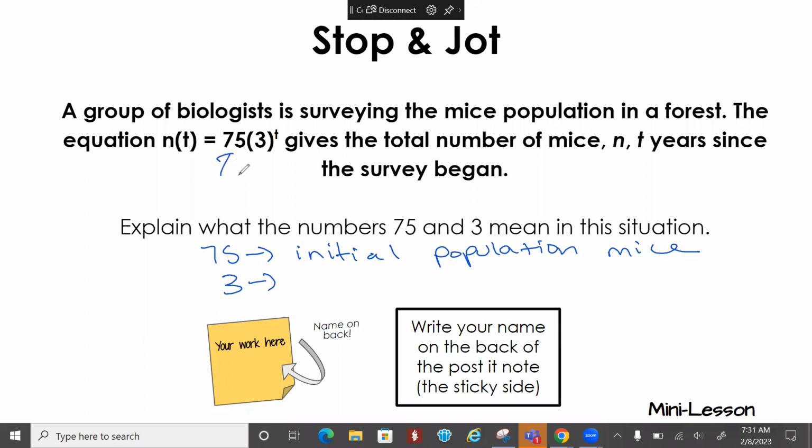So we've got an initial population, and then how much they're going up by, right? So this is the rate at which the mice are going up.